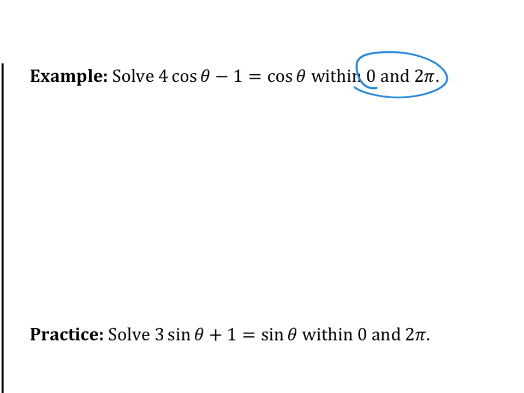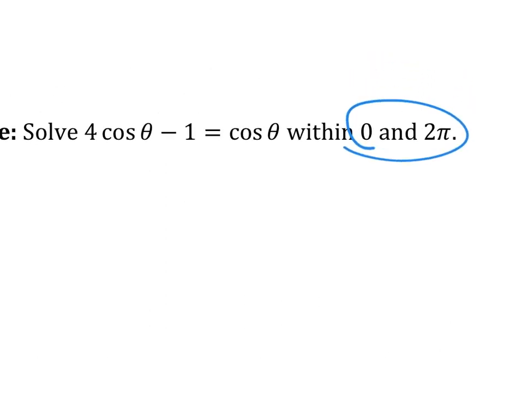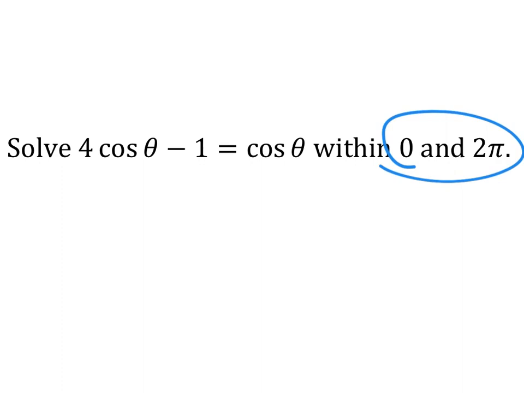Now, if they say 0 to 2 pi, that's an indication that your angle should be in radians and not degrees. If it says 0 degrees to 360 degrees, then you should be in degrees. Okay, so this is going to be a radian question. All right, 4 cosine theta minus 1 equals cosine theta. So kind of take out your algebra skills.